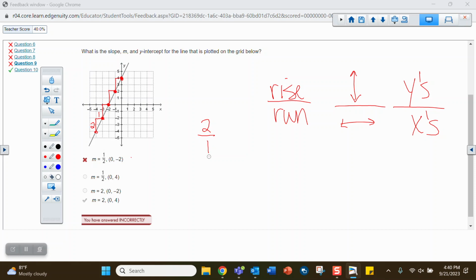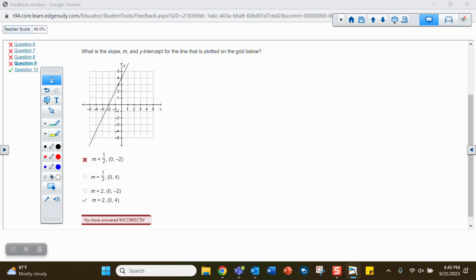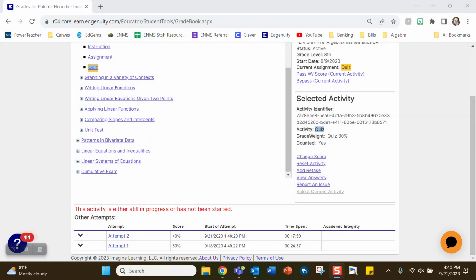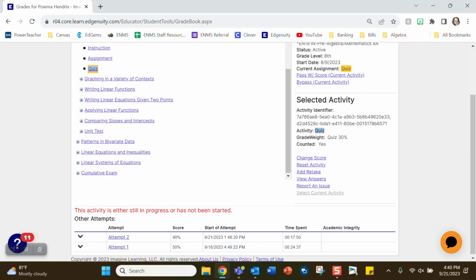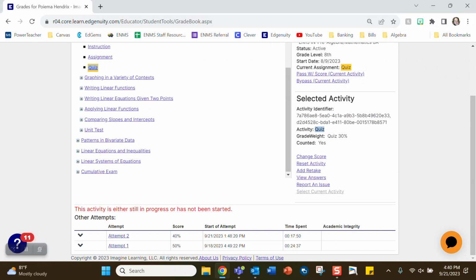Do you have another attempt on this or not? Yeah, you do have another attempt, so why don't you go ahead and take it, and then let me know if you need any other help past this. Good luck.